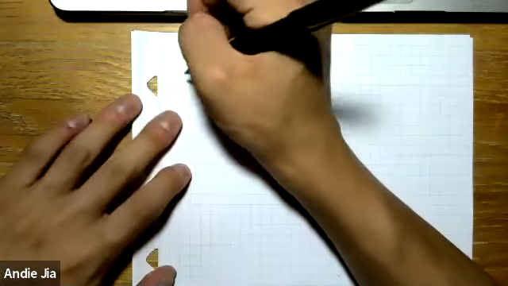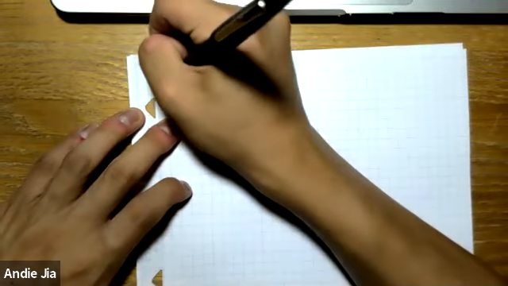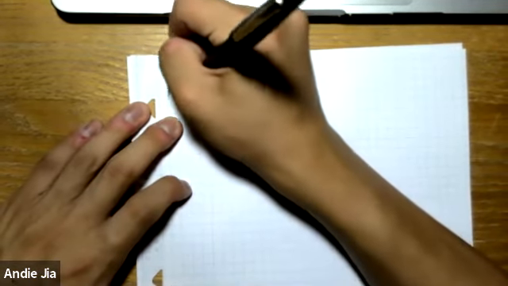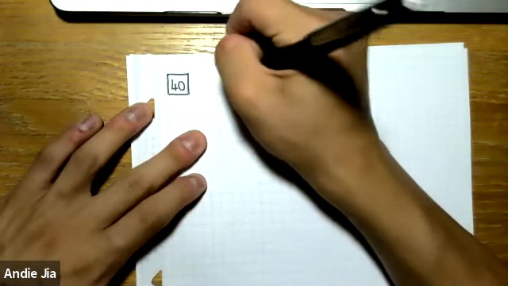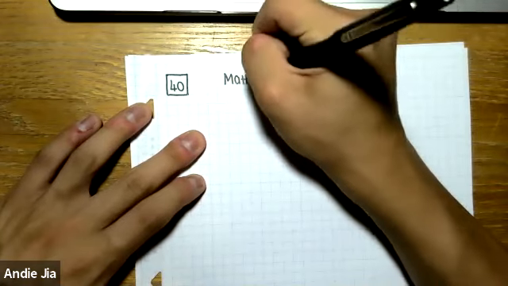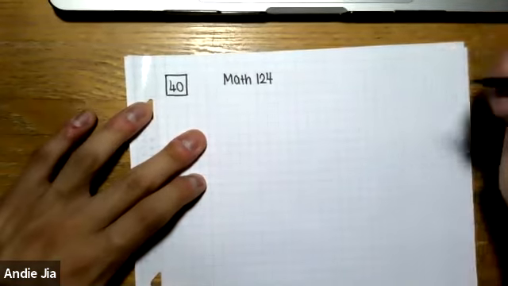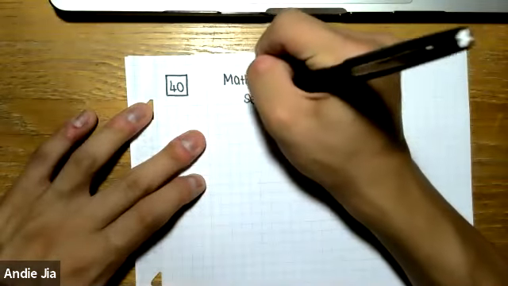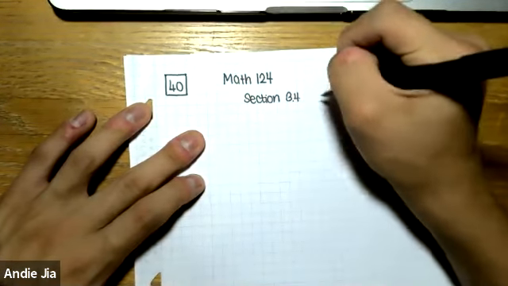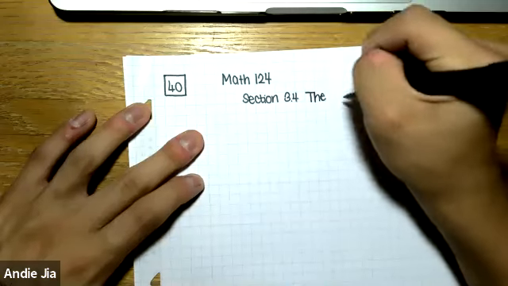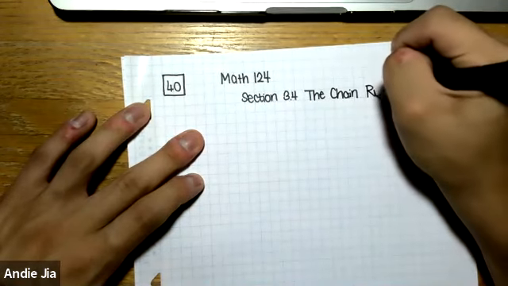This should be page 40. Yeah, page 40 is still Battle 24. This is section 3.4, the chain rule. This is the chain rule.